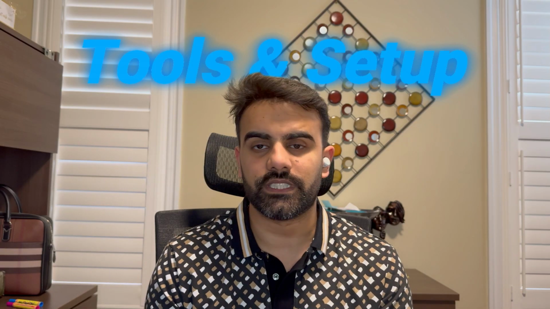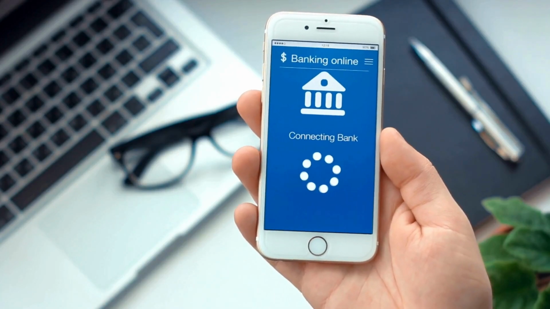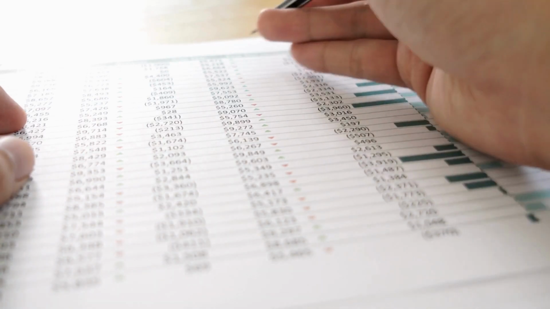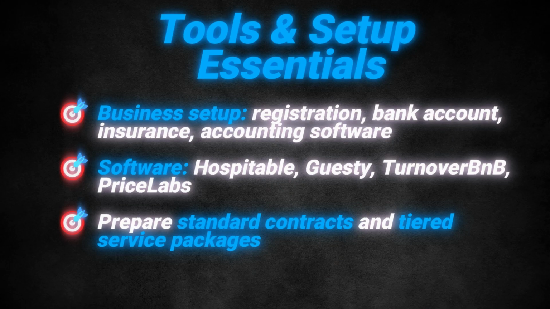So now that you have understood what your unique selling point is, you need to understand some of the tools that are required for you to be successful at this venture. Number one would be setting up a business bank account that can keep track of all of your expenses and income, and even setting up a corporation. The second thing is looking at the software.